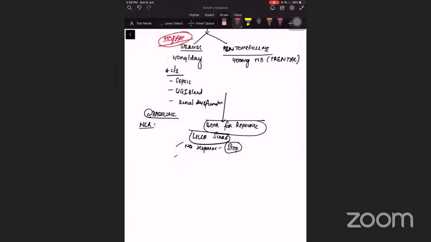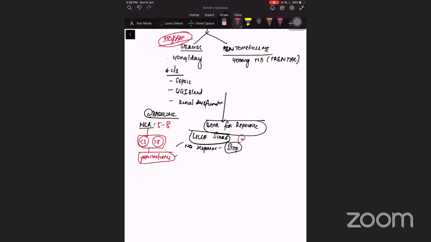Whenever the NLR is between 5 to 8, the patient mortality reduced. But if the NLR is less than 5 or more than 8, then they didn't have good outcomes, poor outcomes. So there are multiple things also. So this is one thing.